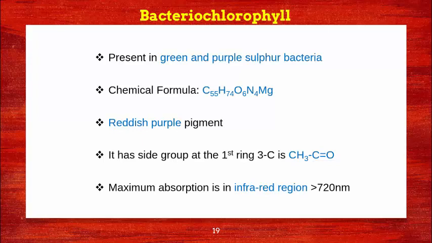Bacteriochlorophyll pigment is present in green and purple sulfur bacteria. Formula is C55H74O6N4Mg. It is a reddish purple pigment. It has a side group at the first ring, 3 carbon is CH3C double bond O. It shows maximum absorption in the infrared region.